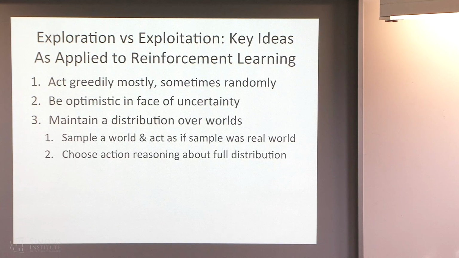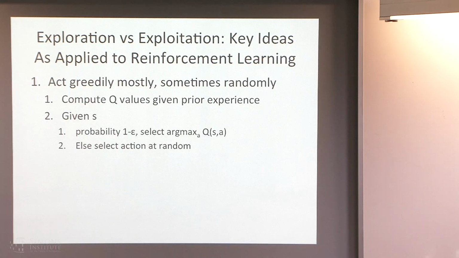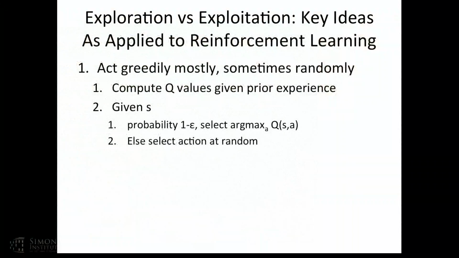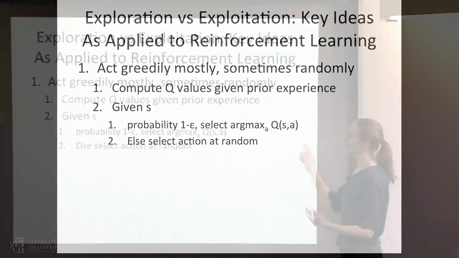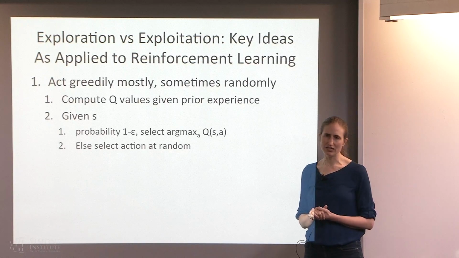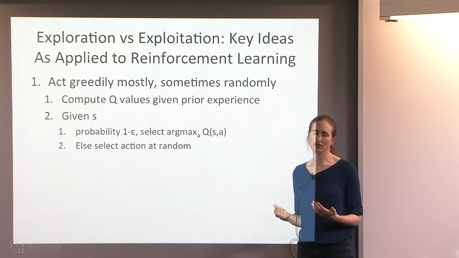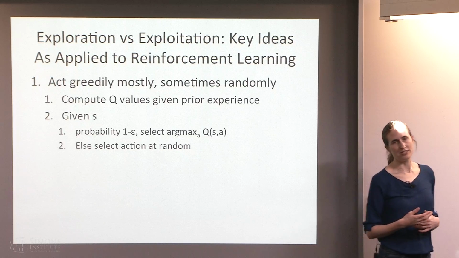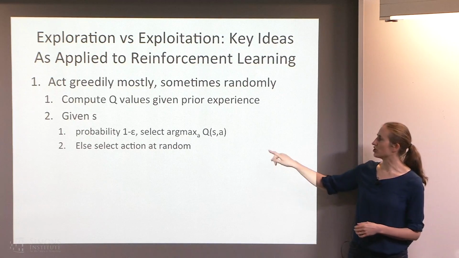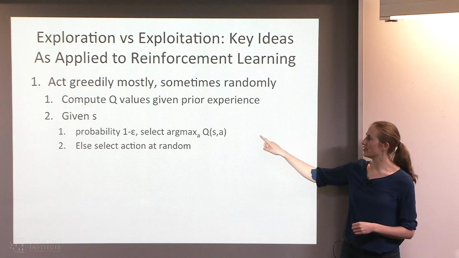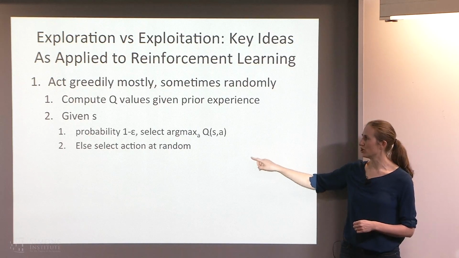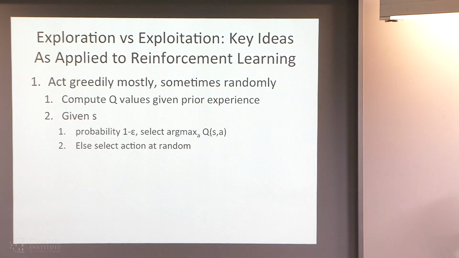It turns out that for reinforcement learning, it's almost the same. The challenge is that there, we have to think about the long delayed reward. So generally, we're going to be operating directly with the Q functions instead of the reward function. For example, acting greedily mostly, or epsilon-greedy, means that we're going to compute the Q values given our prior experience. That could be done using something model-free like Q-learning, or using something model-based. Then given our current state, with probability 1 minus epsilon, we're going to be greedy with respect to our current Q function, or else we're going to select an action at random.